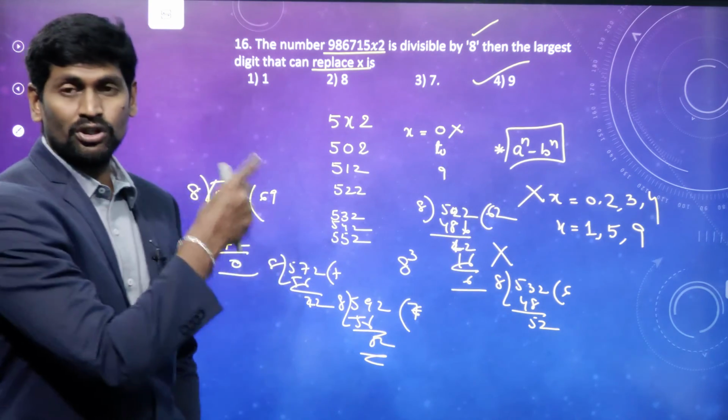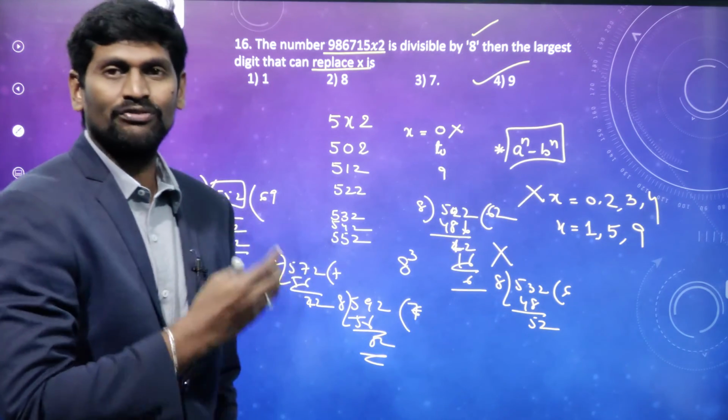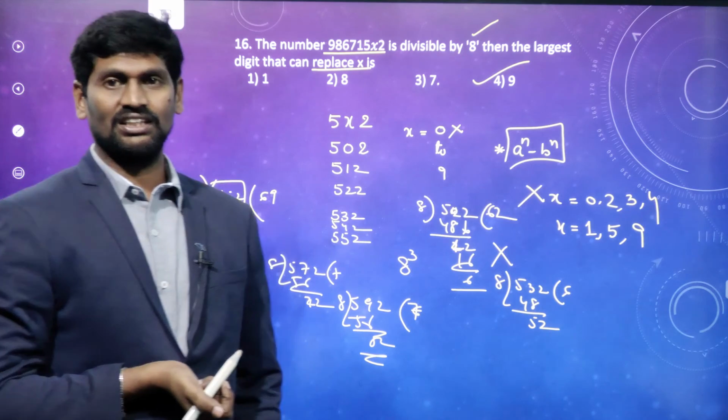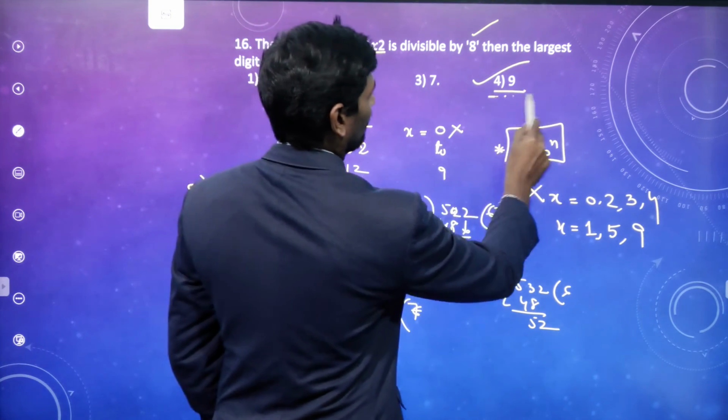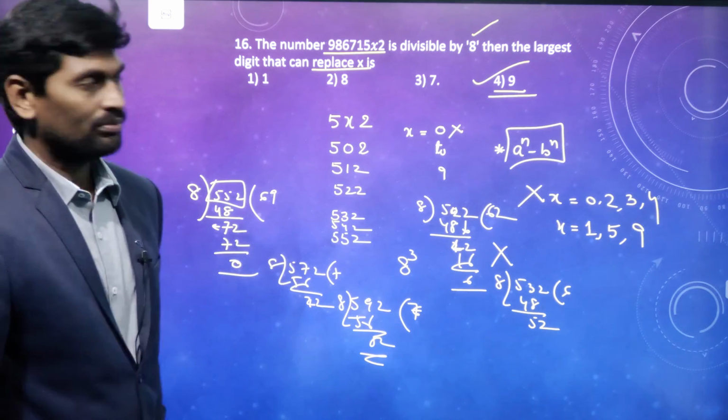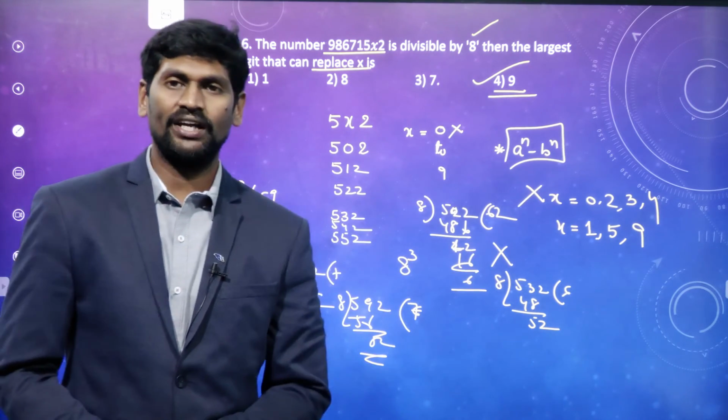You are checking from 0 to 9, that's why it is taking more time. If you check from 9 to 0, you will get it easily. So what is the largest number here? 9, because the last 3 digits must be divisible by 8.